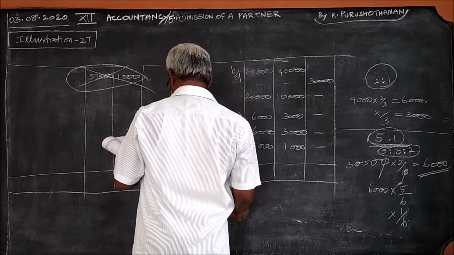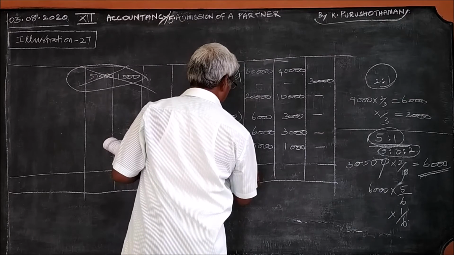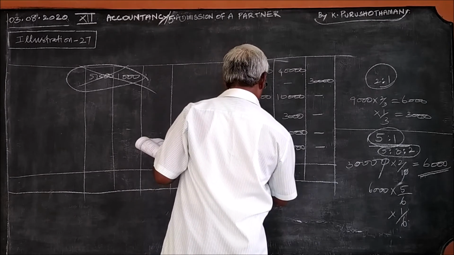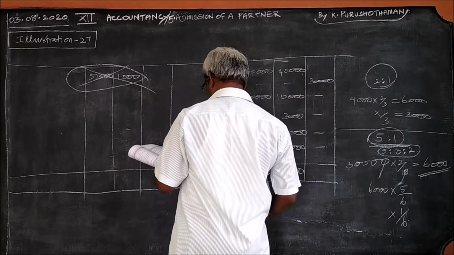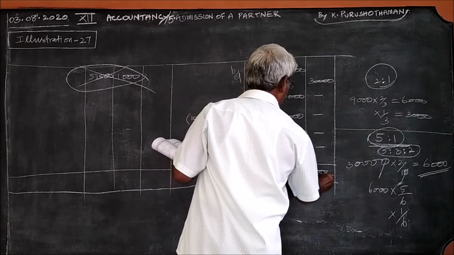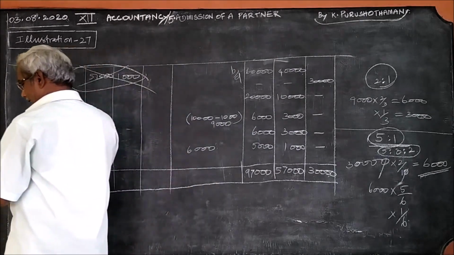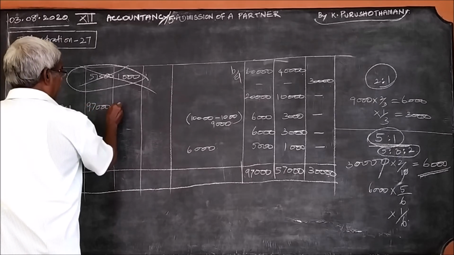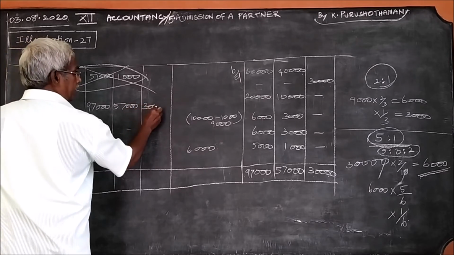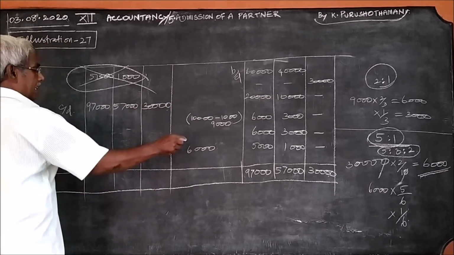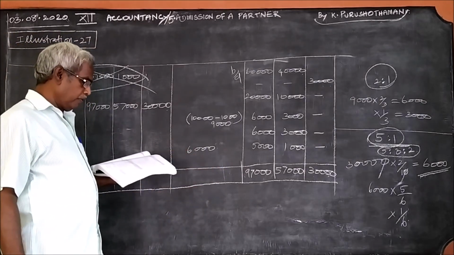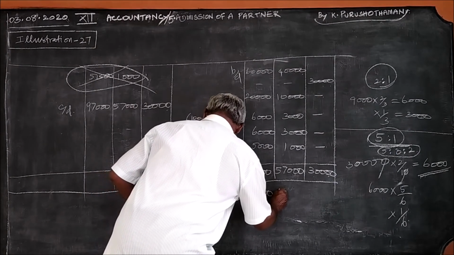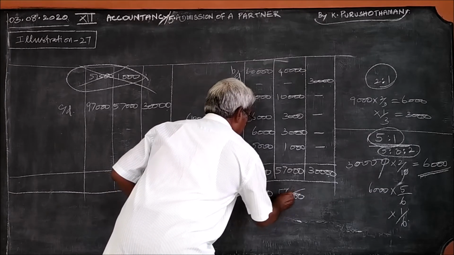Here, the total of Veena is 97,000. Then, total of Pearl is 57,000. 97,000, 57,000 and 30,000. The same amount must be there under balance carried down, same 97,000, 57,000 and 30,000 in the carried down. The same thing for brought down also. That 92, 56 strike out here in the book. It is given 92,000, 56,000. No, these two are wrong.